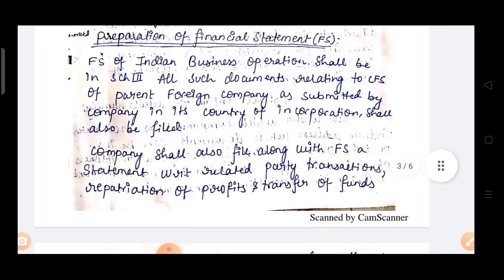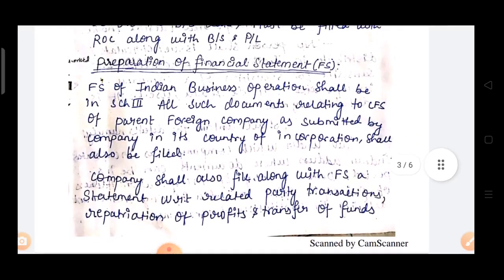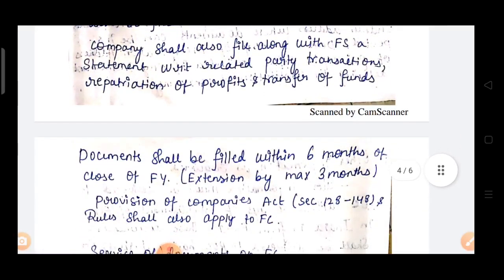Now the company shall also file, along with the financial statement, a statement with respect to related party transactions, repatriation of profits and transfer of funds. First is the related party transaction statement, then the repatriation of profit statement, and then transfer of funds. These documents need to be filed within 6 months of the close of the financial year, and an extension can be given of a maximum of 3 additional months.